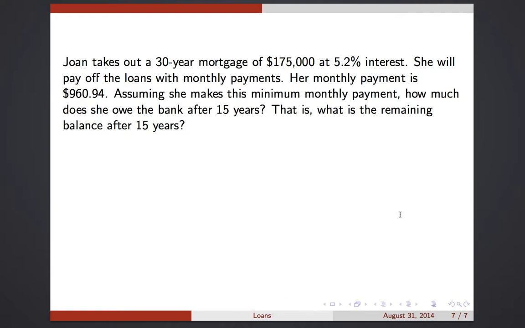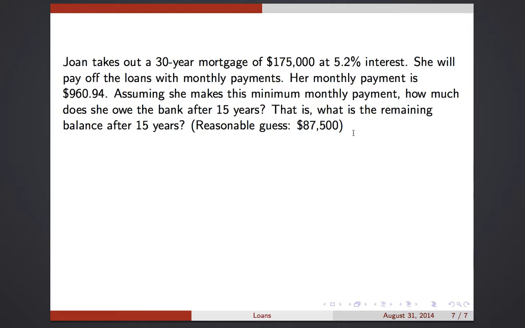Okay, so how much money does she still owe after 15 years? Well, we're going to use the formula, but let's first think about what the answer might be. So she borrowed 175 grand, and 15 years is halfway into the loan. Therefore, it stands to reason that she would owe half of 175 grand. So that's a guess we could make.